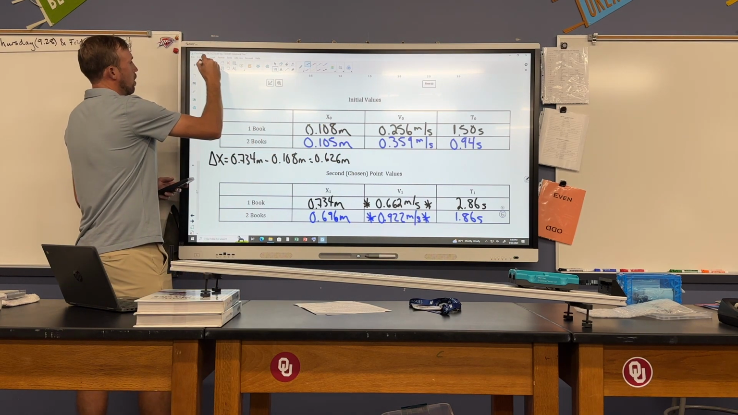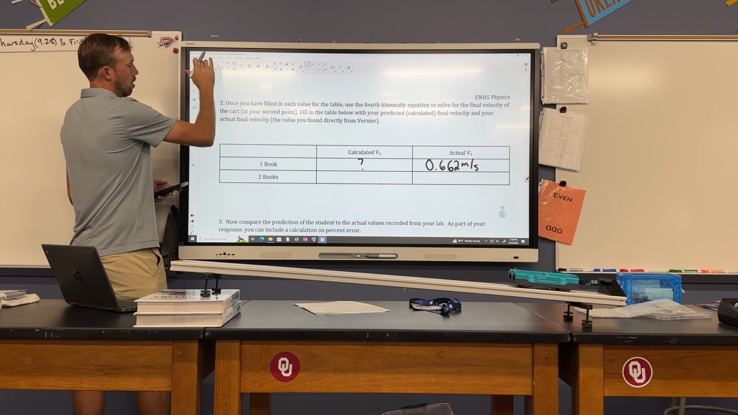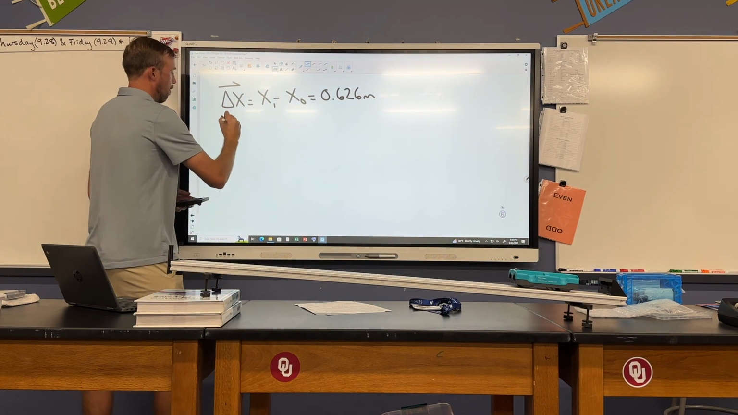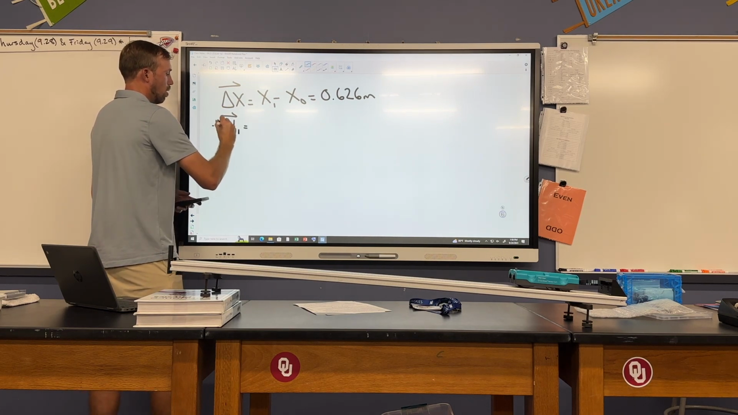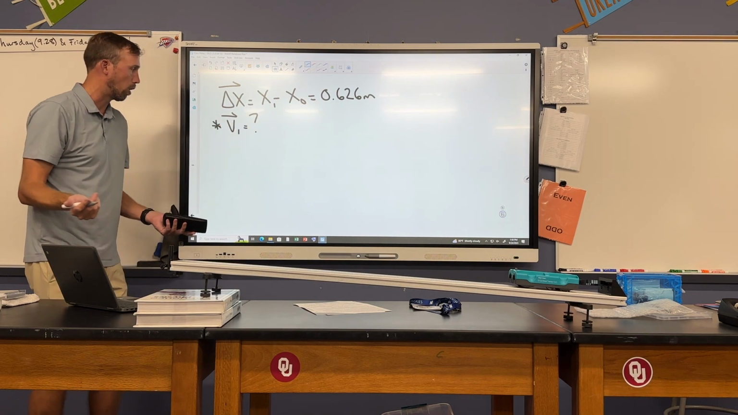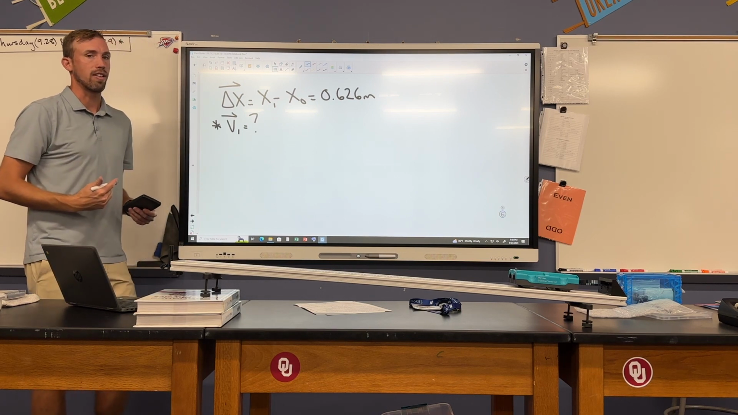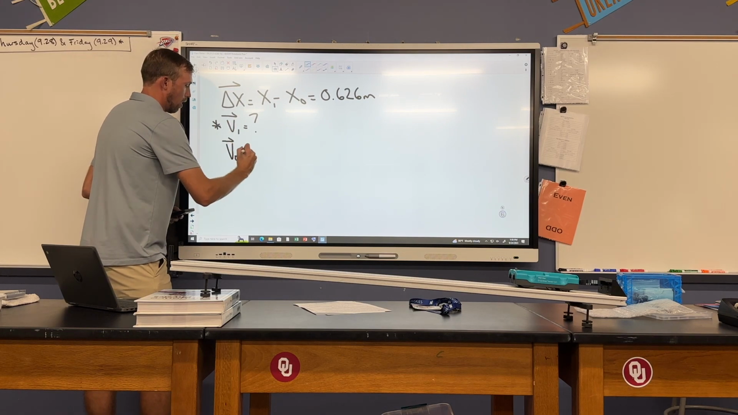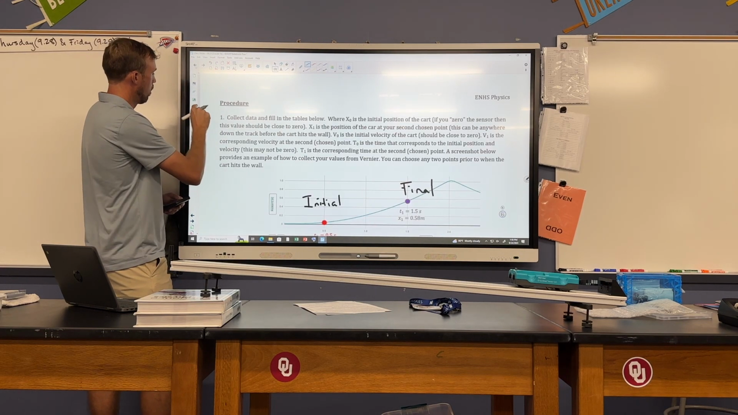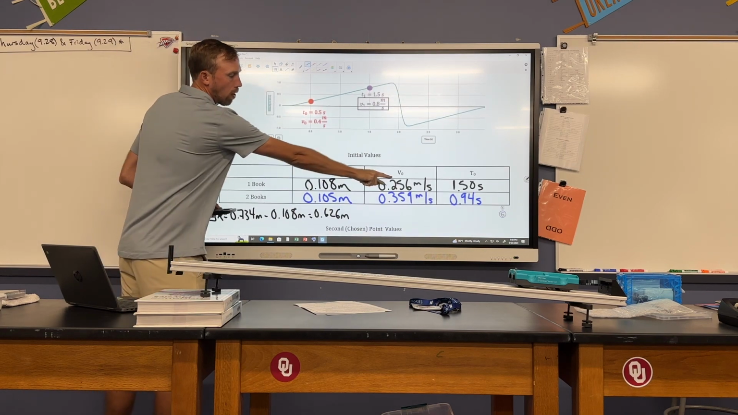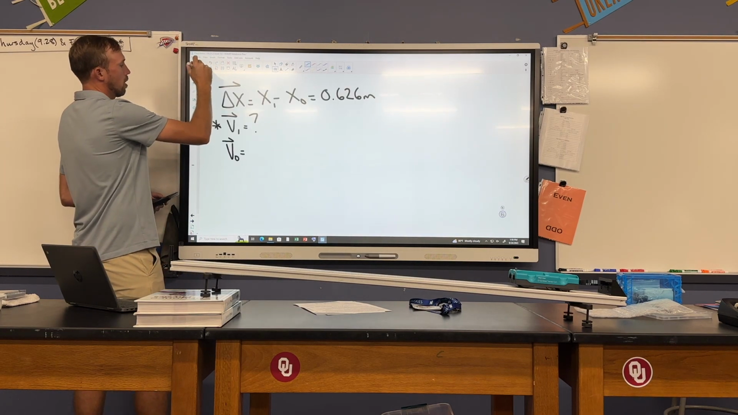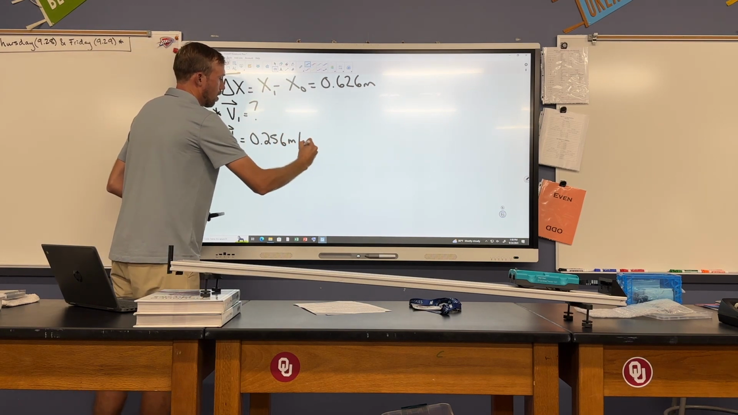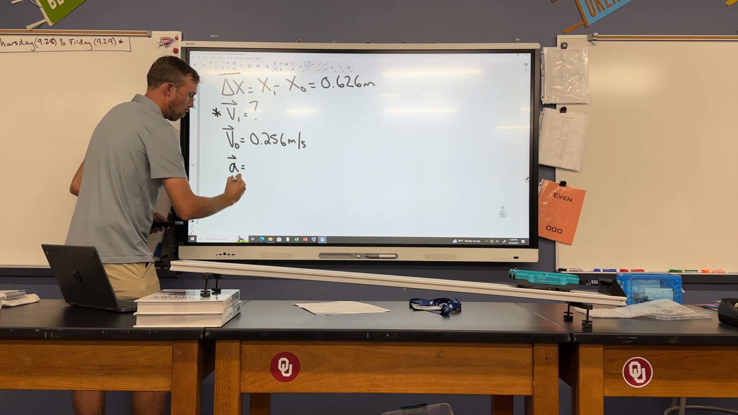Okay, we'll come over here and fill that in. So my delta x, 0.626 meters. Final velocity is what we're looking for here. We don't know that. We do know the actual final velocity, but we want to see if the equation matches up. Our initial velocity, I can just fill in directly from my initial data points. Initial velocity was 0.256 meters per second. The acceleration down the ramp, we don't know.